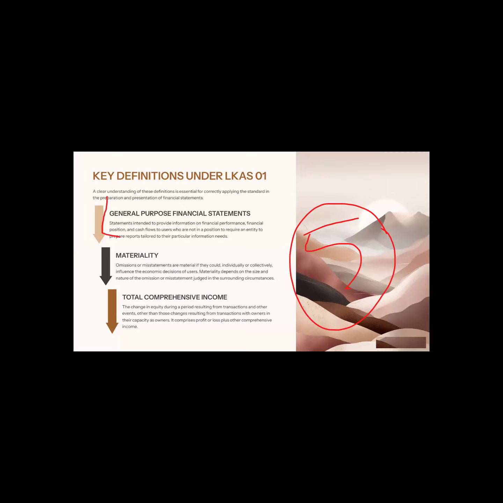Okay. And the next one is materiality. Here, materiality indicates that omissions or misstatements are material if they could individually or collectively influence the economic decisions of users. Materiality depends on the size and nature of the omission, misstatement and judgment in the surrounding circumstances.